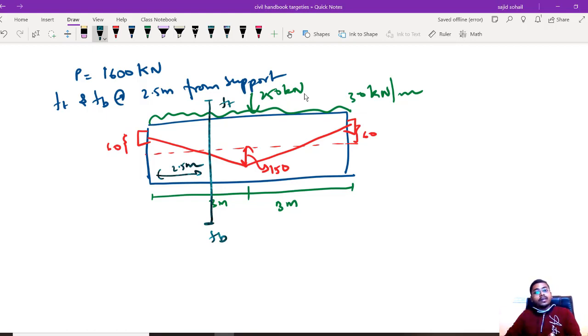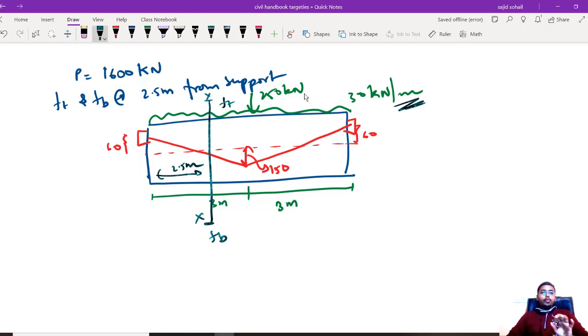Which is the easiest method? Load balancing method. If you already know the profile, then the load balancing method will be the easiest one. But we'll solve in all 3 methods. Before going to that, let us calculate what is the moment at that section XX. We will calculate how much moment is acting.